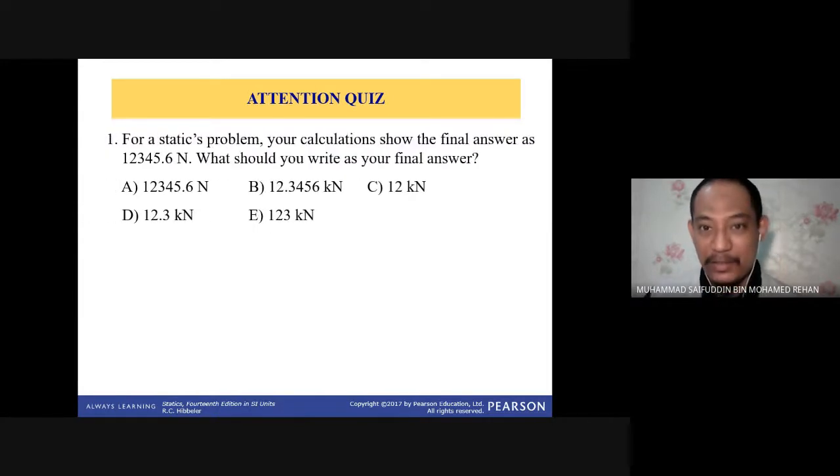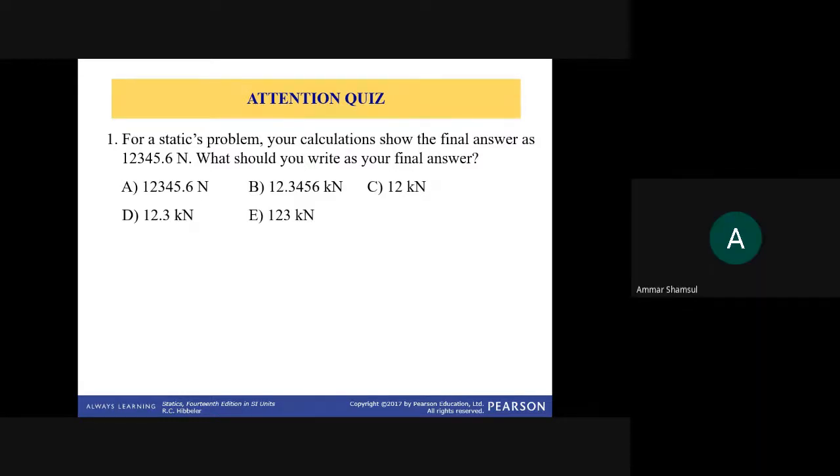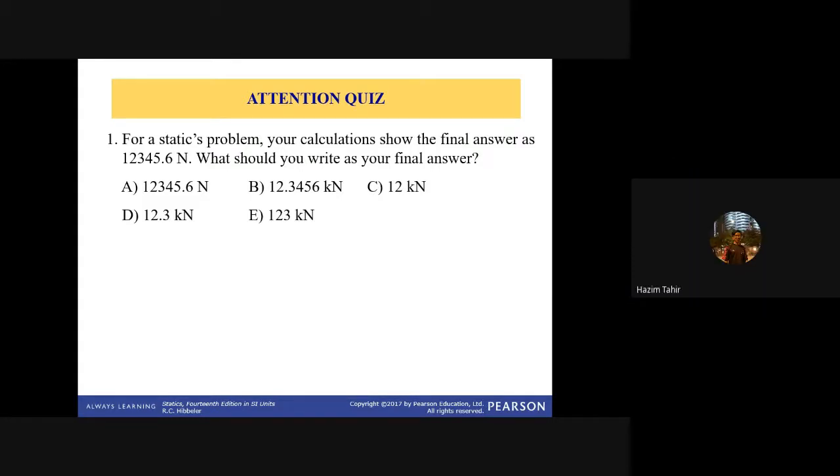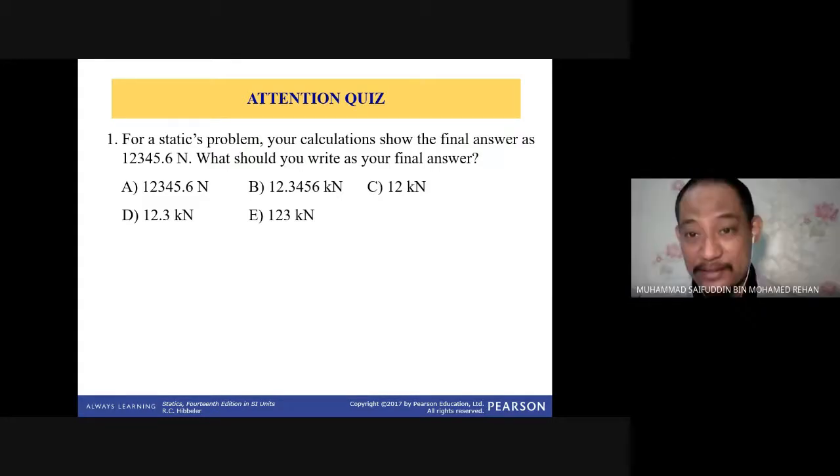All right. Okay, this is about the significant figures just now, right? So if you do the calculation and your answer in your calculator turns out to be 12345.6, based on what we have covered in the slide, which answer will you give as the final answer? And why? D. Why? 3 significant figures. All right, this is relating to that, right? 3 significant figures.